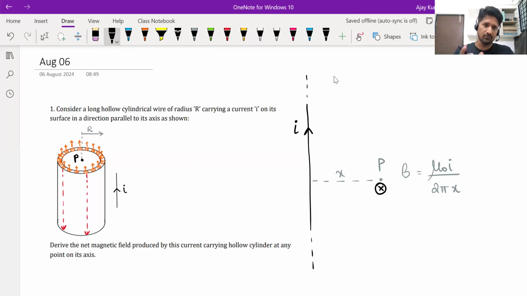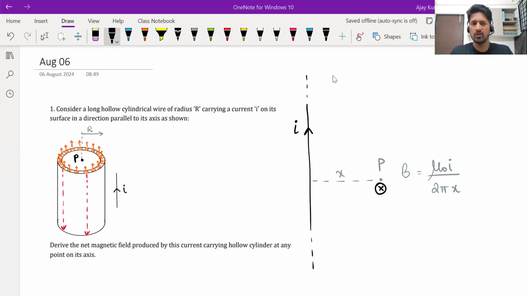Now the current flowing on the surface of this hollow cylinder is a collection of many straight currents like this. Are you able to look at it that way or not? Isha, what do you say? Is it a collection of straight currents or not? Yes, sir. It is. Okay. So what we can do is we can take one of those straight currents, find out how much field and in which direction it produces the field on the axis. Then we can generalize it for all the currents.